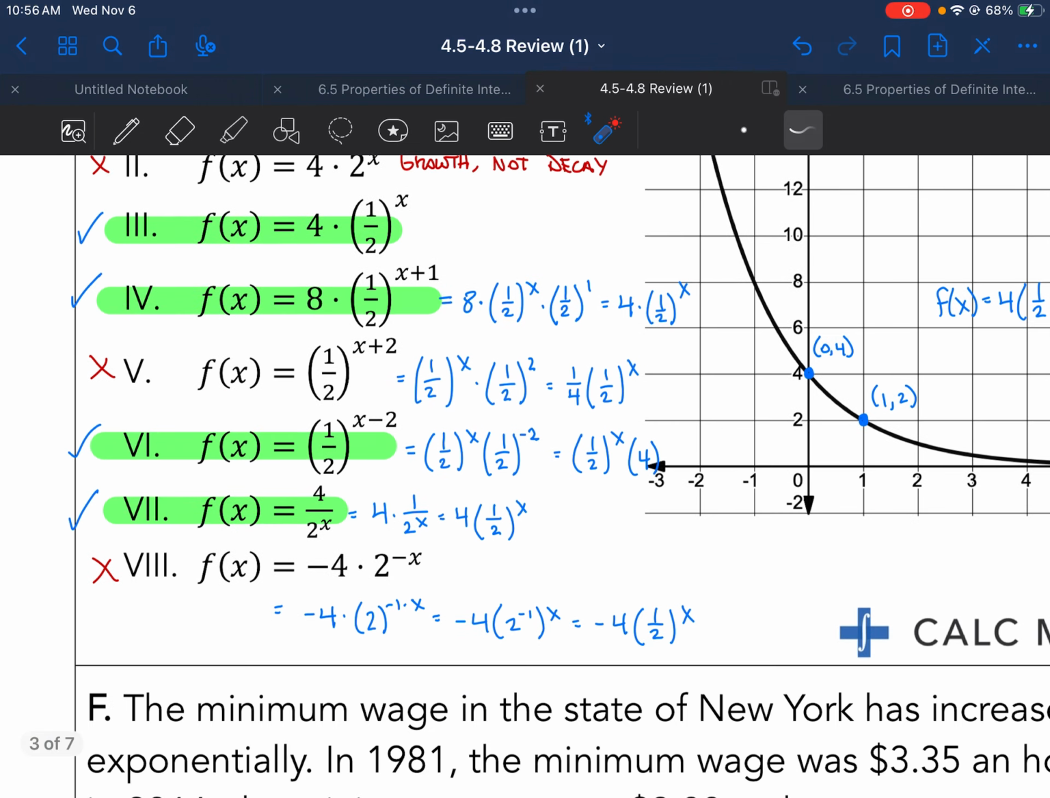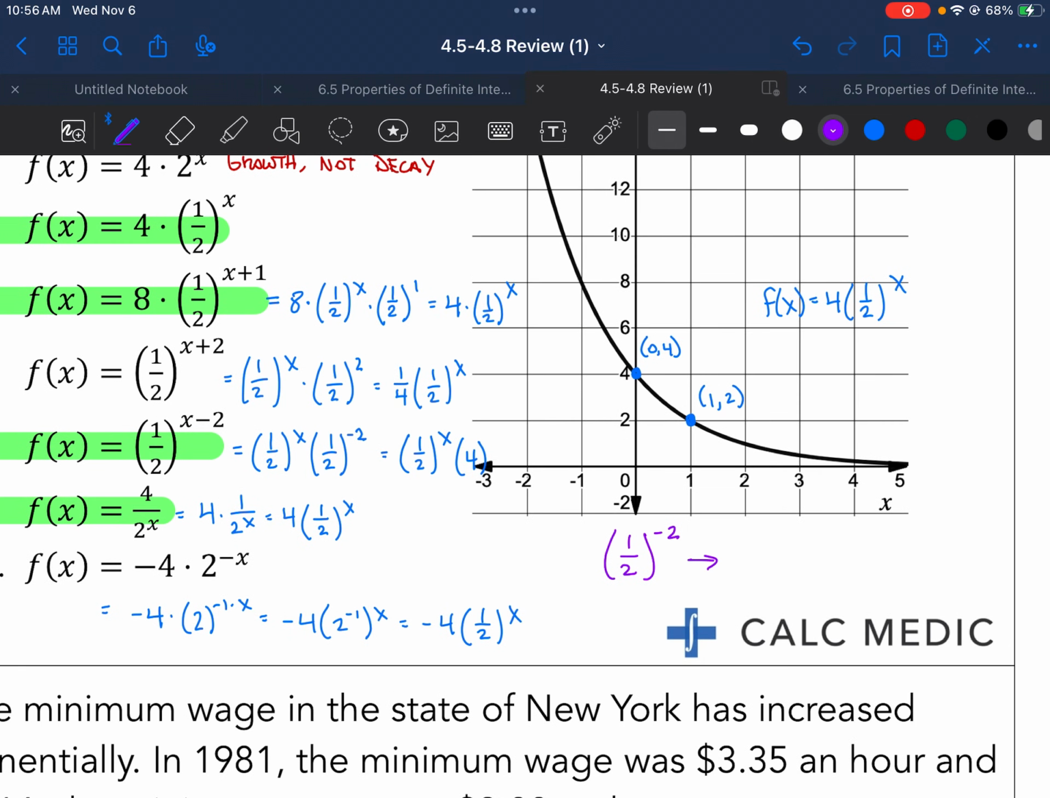Option 6, let's do a similar deal. 1/2 to the x times 1/2 to the negative second. 1/2 to the negative second is equal to 4. You can use your calculator to see that, or for this 1/2 to the negative second, you could do something like this.